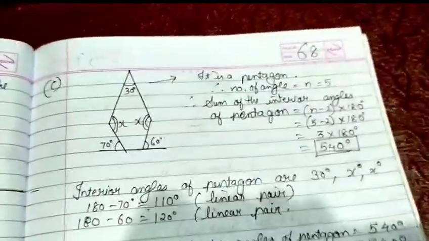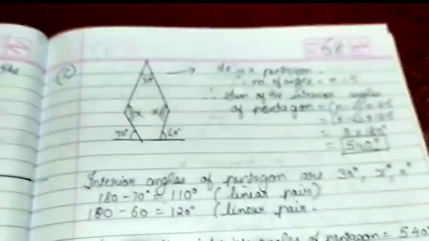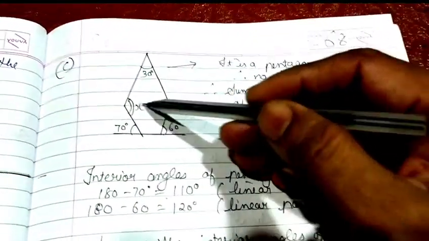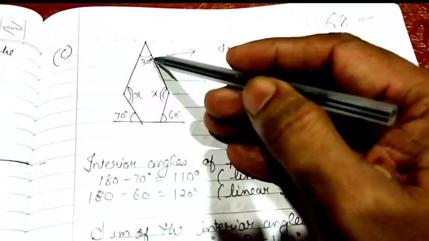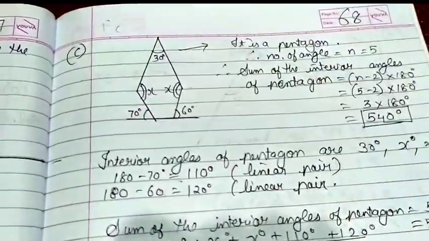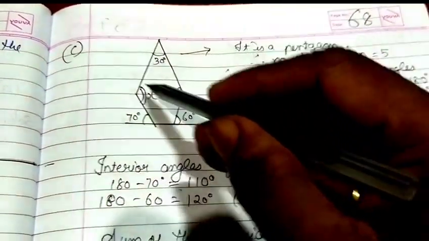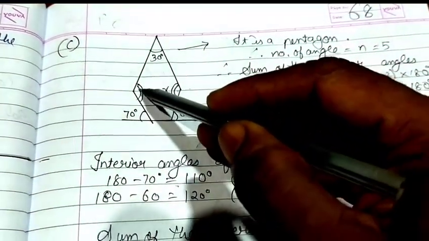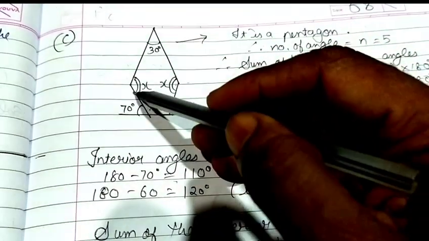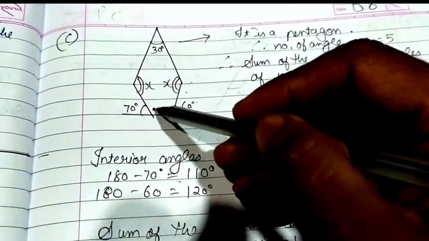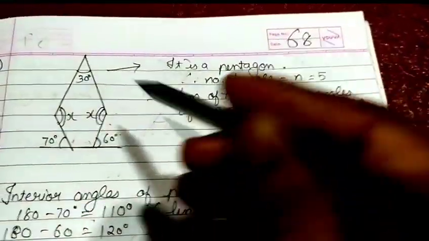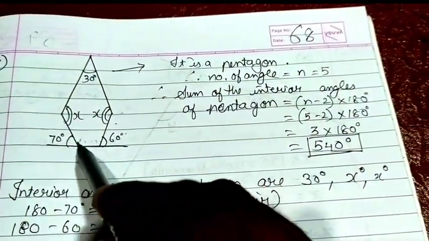See dear student, it is one kind of pentagon whose 2 angles are the same, x and x, and inside this figure, that is a pentagon, obviously 5 angles are there: 1, 2, 3, 4 and 5. Pentagon means 5-sided figure and 5 angles are there. But here 2 angles are missing.